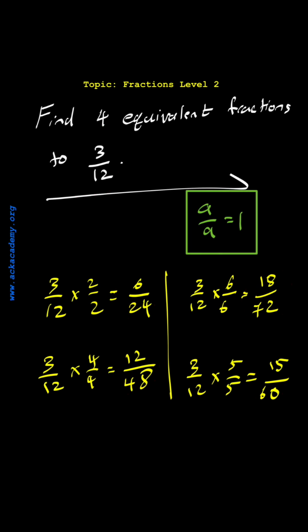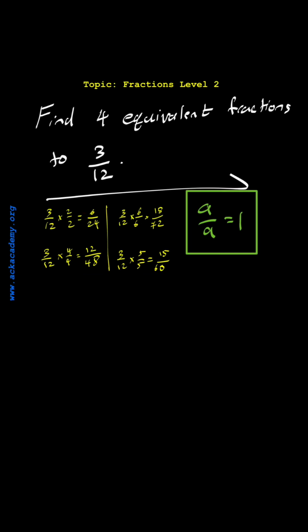Oh, I also want to say that, let me show you another equivalent fraction to this. 3 over 12, just like I multiply both the top and bottom by the same number, let's say I divide the top and the bottom by the same number. So let's say I divide by 3. What do I get? 3 divided by 3 is 1. 12 divided by 3 is 4. This is also an equivalent fraction. Okay? So as long as you do the same thing on the top and the bottom, if it works out, you can get an equivalent fraction.